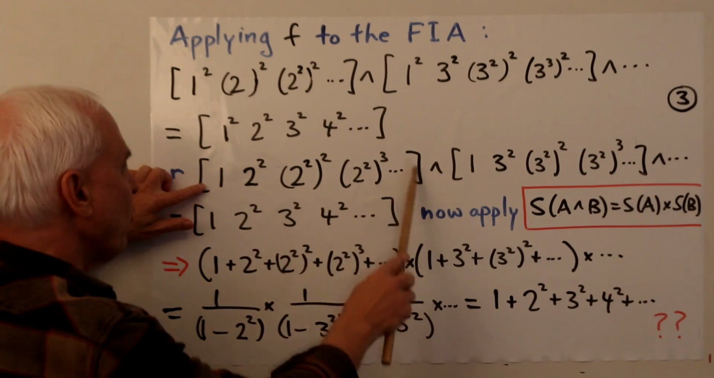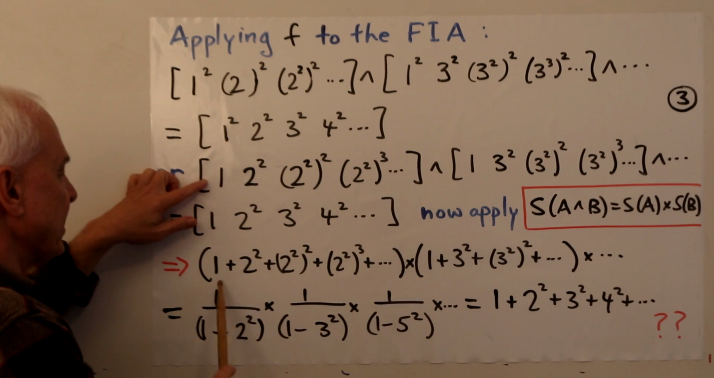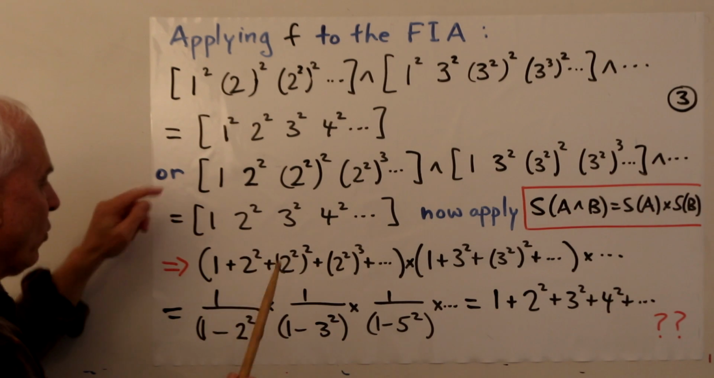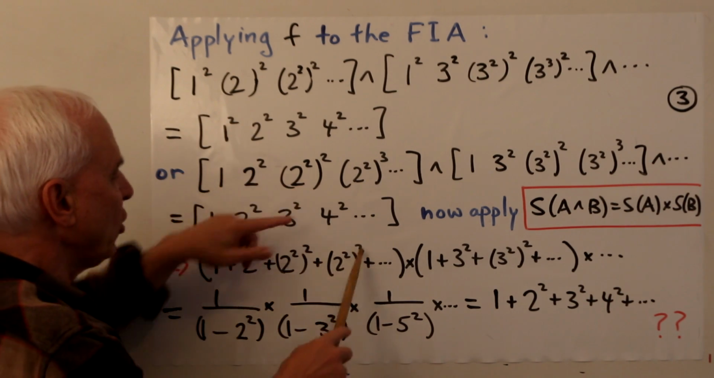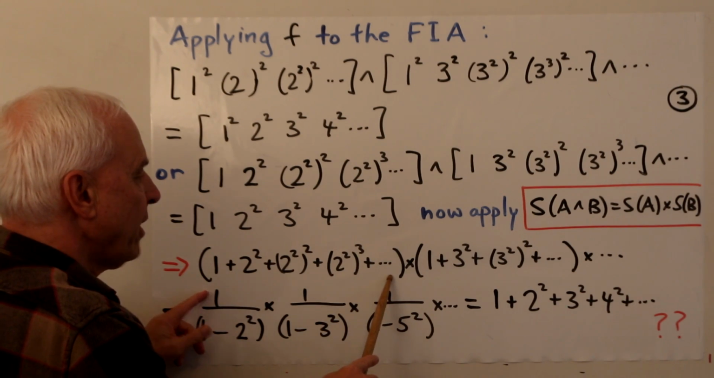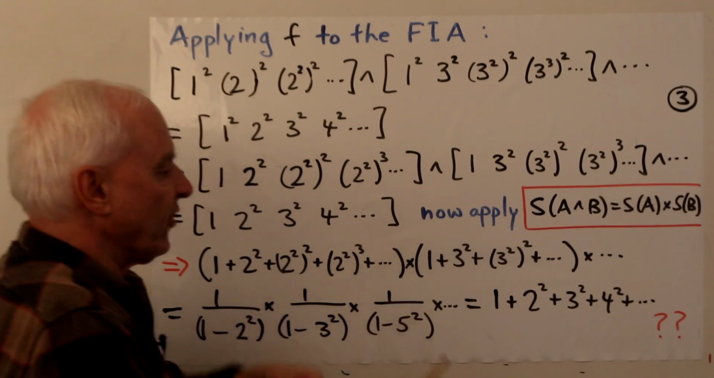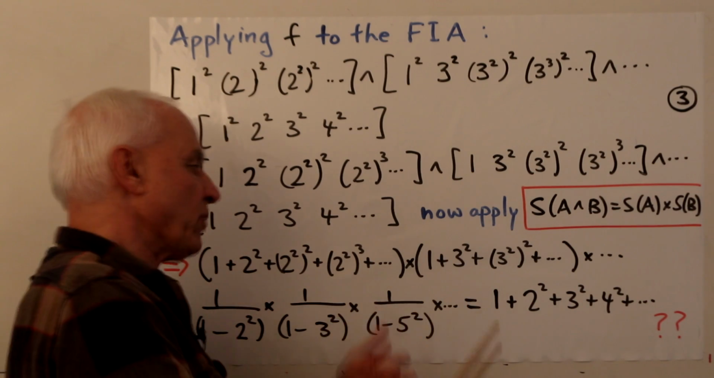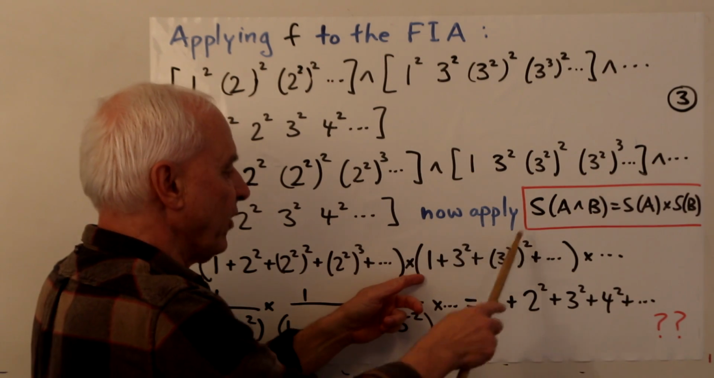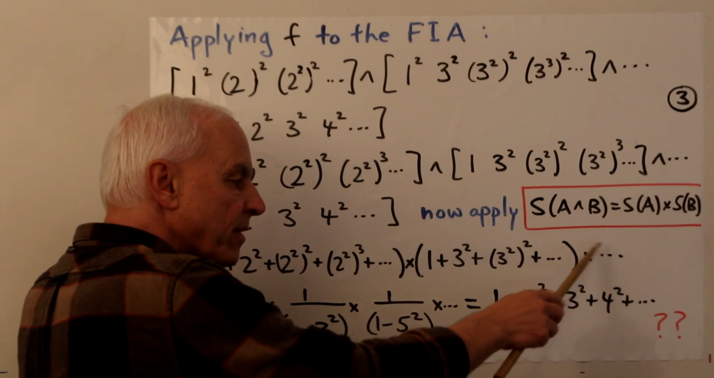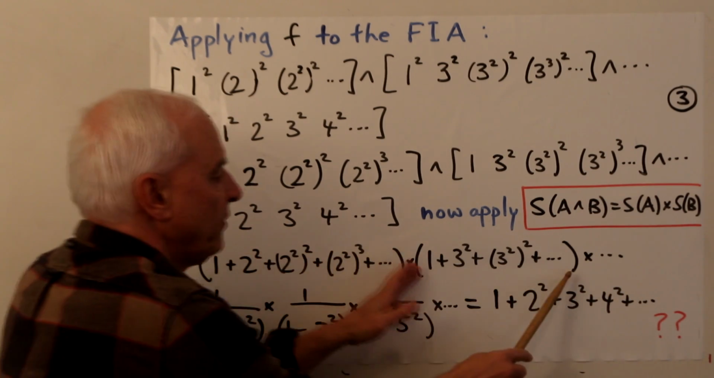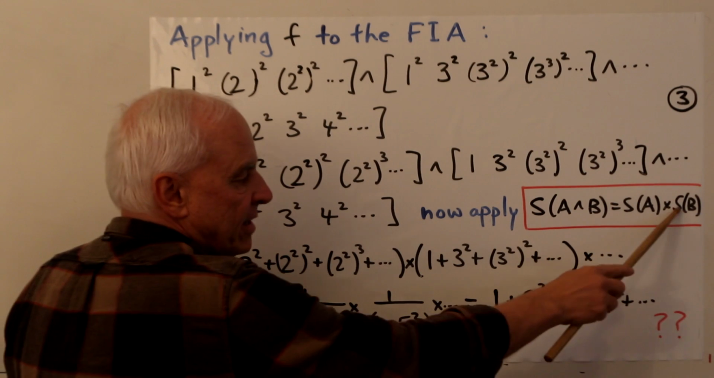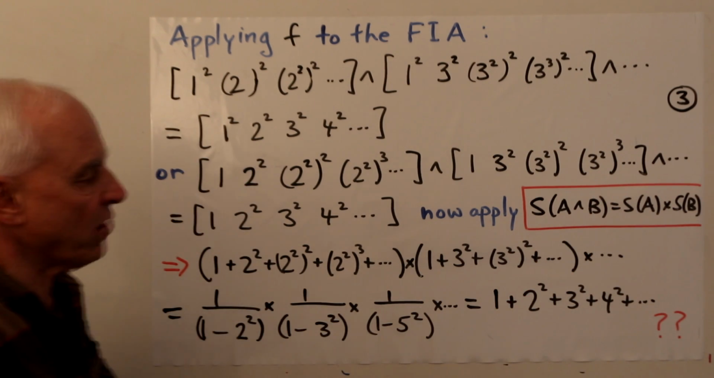So S of this one here is just the sum of all the elements. That's the series, in quotes, 1 plus 2 squared plus 2 squared squared plus 2 squared cubed, etc. And S of this thing is the sum of all the powers of 3 squared, so it's 1 plus 3 squared plus 3 squared squared, etc. And then a similar one for 5 and 7, etc. And we're going to multiply all of these sums. That's what's being described here.